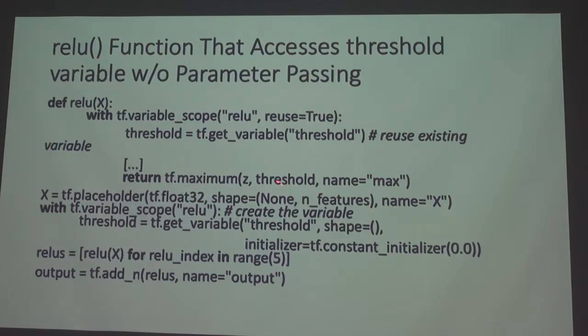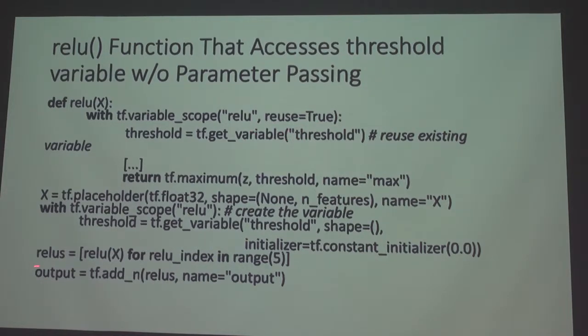And you return this one. And here you use the threshold, so x equals tf.placeholder. With tf.variable_scope redo, you create the variable, threshold equals tf.get_variable, threshold, shape, initializer. So if you create a threshold variable by using get_variable, then this redo function is going to reuse that threshold variable automatically.